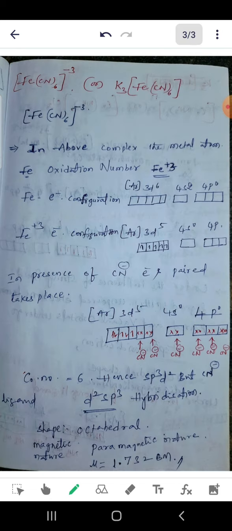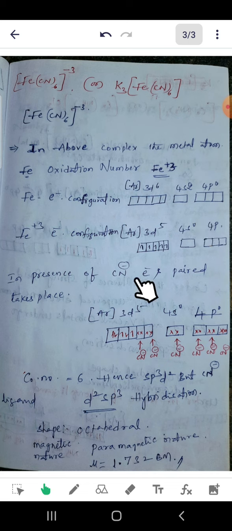Another compound we are going to see is the hexacyanoferrate(III) ion. Here iron is the metal ion. The oxidation number is 3, since 6 minus 3. Iron is atomic number 26, with 4s2 3d6. With oxidation number 3, it loses 3 electrons, leaving d5. Finally, iron(III) has the d5 4s0 4p0 configuration.